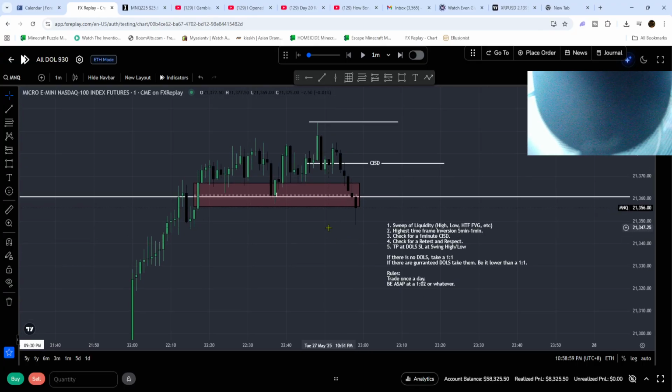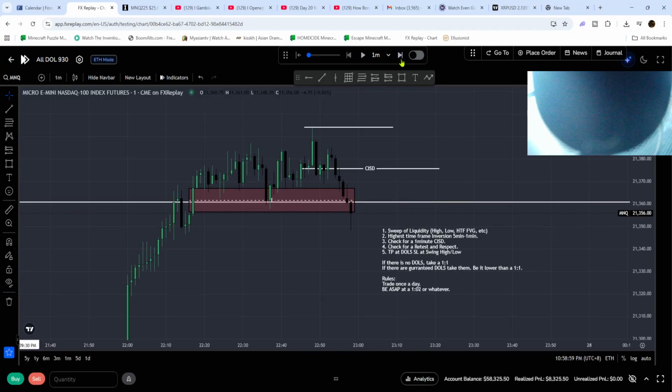Then now number 4, we need a retest and a respect. So since it inverts on the 1 minute, I'll be looking for 1 minute retest and respect. If it inverts on a 3 minute or 5 minute, I will still look for 1 minute respects. If there is no hope on the 1 minute, then I'll look for that time frame specifically.